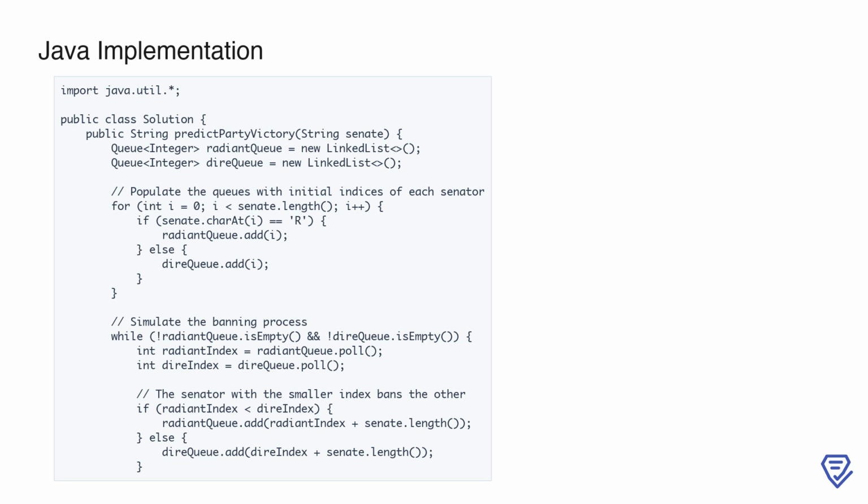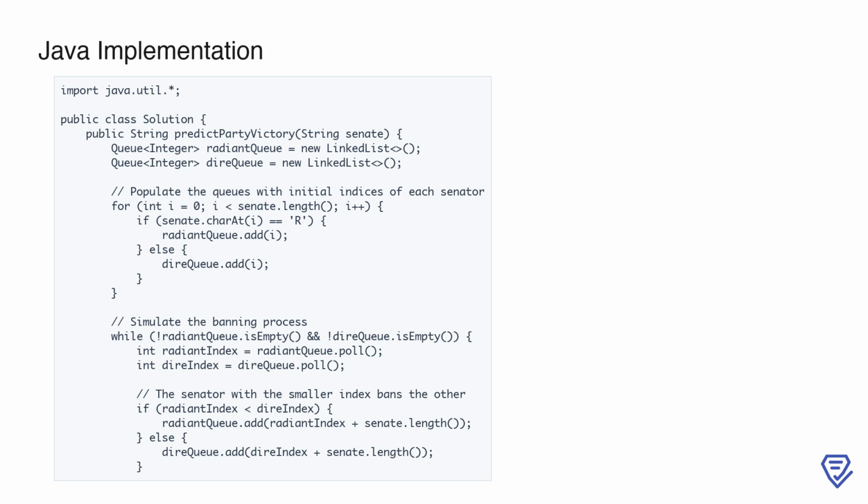In each iteration, we retrieve the indices of the front senators from both queues. These indices represent the current senators who will compete to ban the opposition. The senator with the smaller index gets the chance to ban the other. To simulate this, we add the winning senator's index back to their respective queue, but with an offset equal to the length of the Senate string.